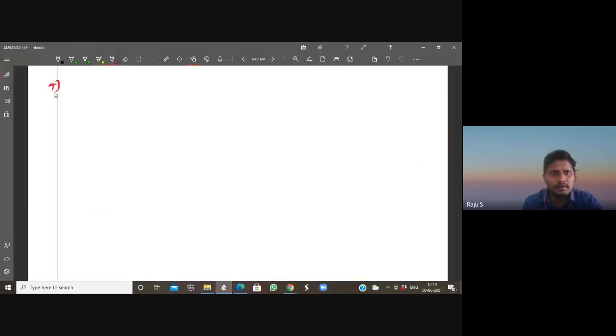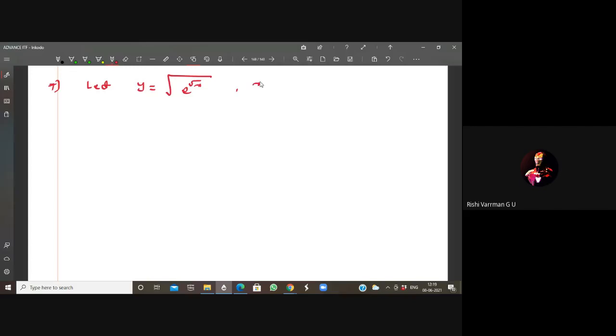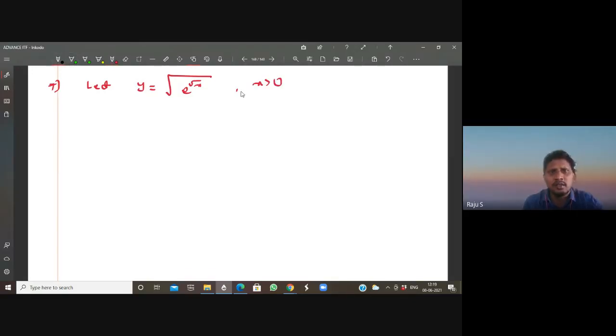The seventh one is: let y is equal to square root of e to the power of root x. Here the domain is what? x greater than 1, otherwise it is imaginary, right? This is equation 1. Now differentiate the same, differentiate 1 with respect to x by chain rule. Here the left side is d by dx, the right side is d by dx of square root of e to the power of root x.